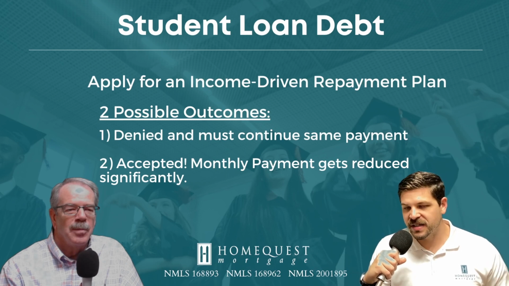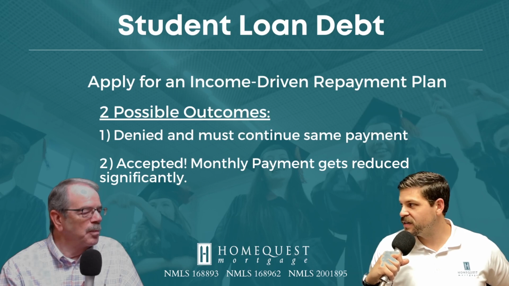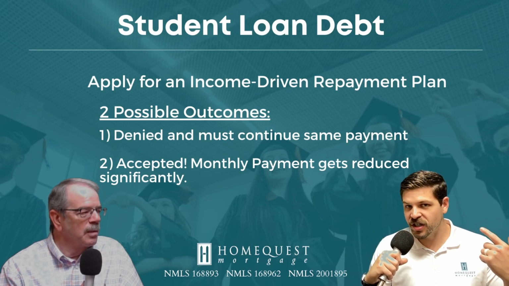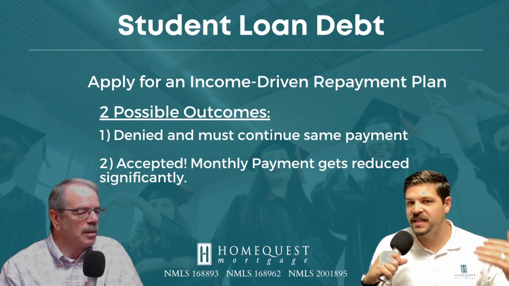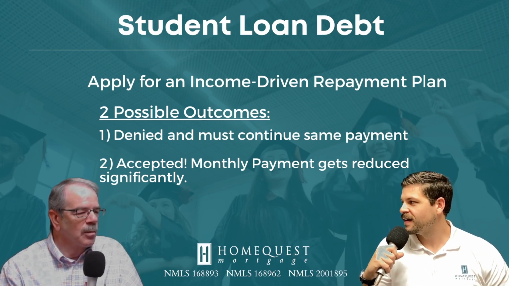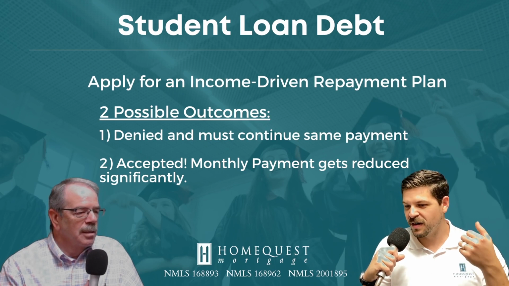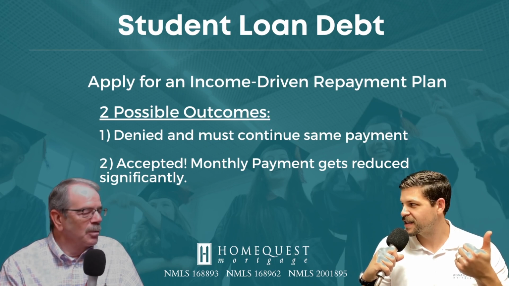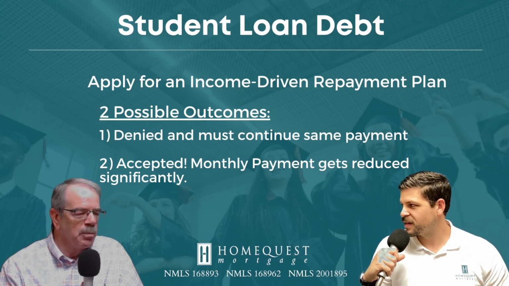One, you get denied and you have to continue your same payment, which right now student loans are in forbearance. It's zero, but for a lender, it's going to show the $289 or whatever your monthly payment is expected to be. Again, lenders are always looking for consistent, expected to continue. Forbearance is not consistent. It's not expected to continue. So they're going to calculate a payment for you, even though you don't have one.